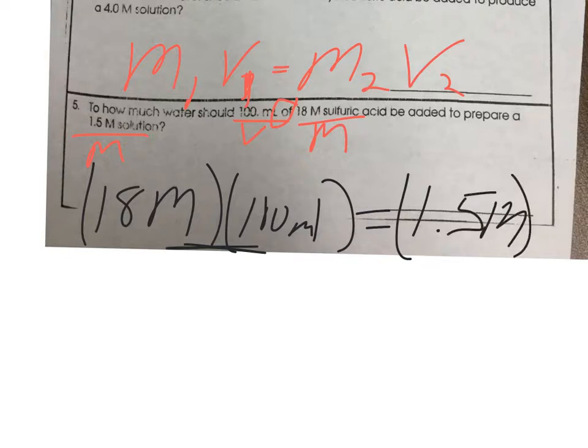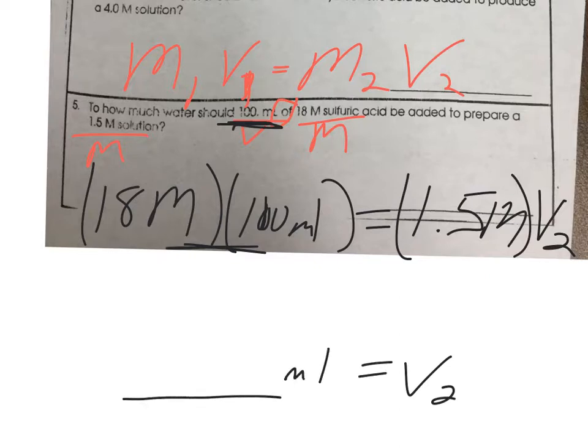Yes. Okay. Like this is 100. It's coming from up here. 100 milliliters. Okay. So we're looking for our V2, right? And it's going to be in milliliters because our V1 is in milliliters. Yes? Okay. So now that you have everything here, what's your next step?